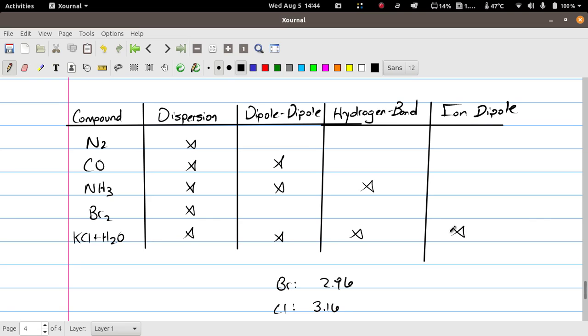And that's pretty much what I'm going to be asking you in regards to these. We're not going to go too in depth, but I'm going to just ask on like a quiz or test if you're able to identify what intermolecular forces it has.